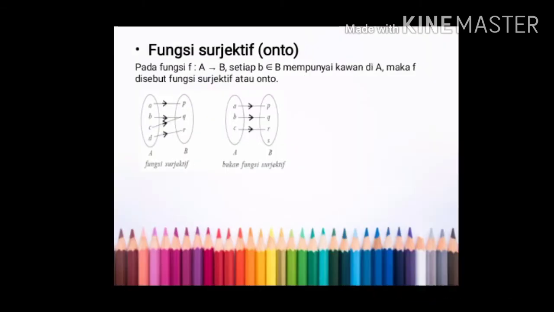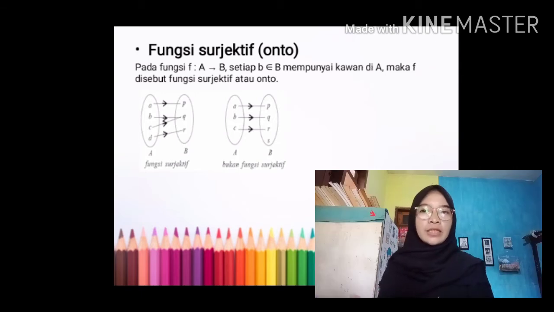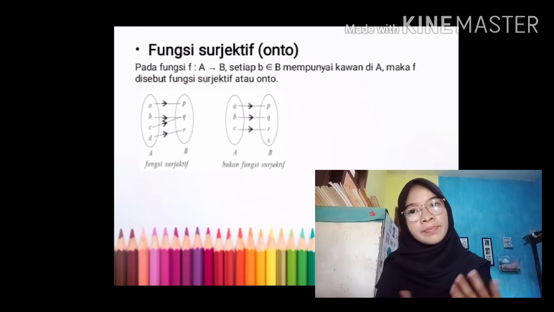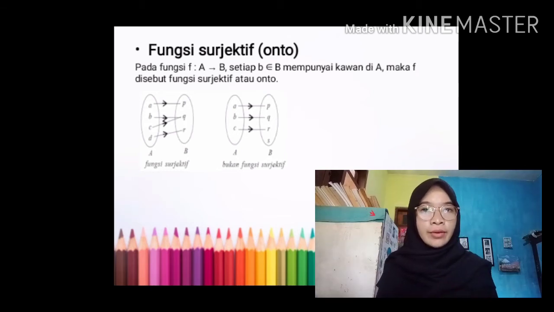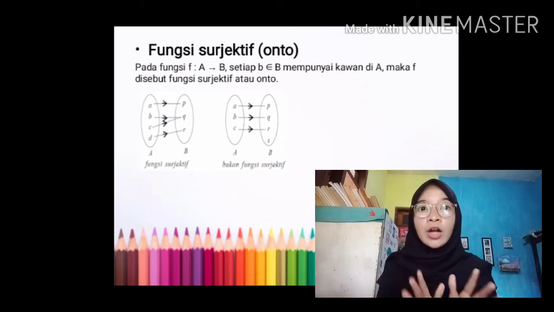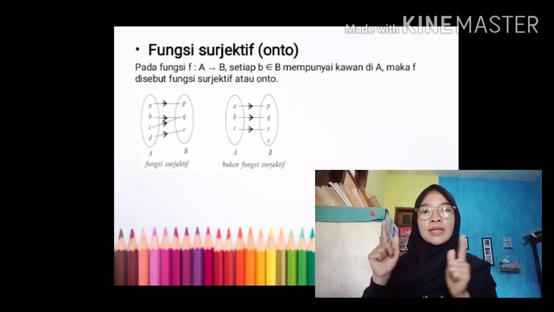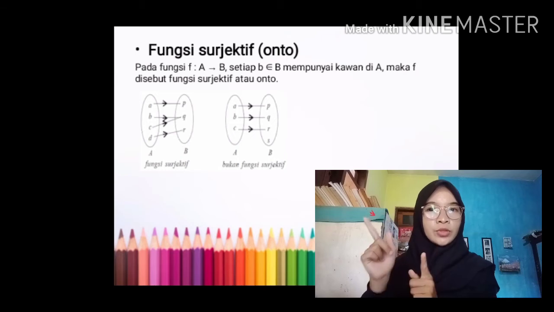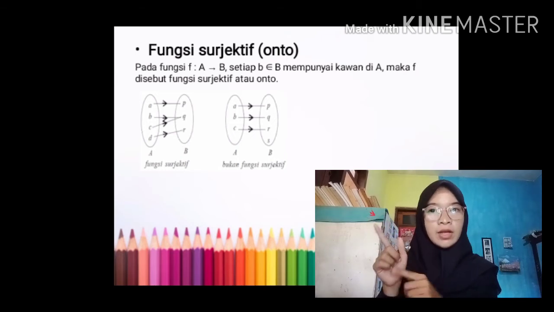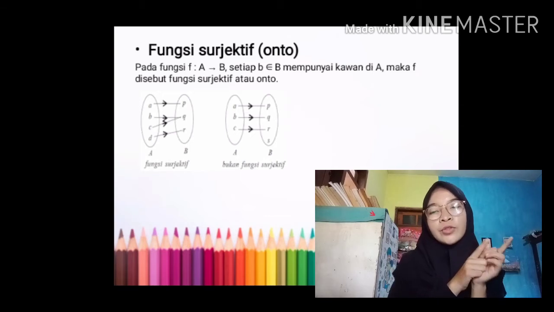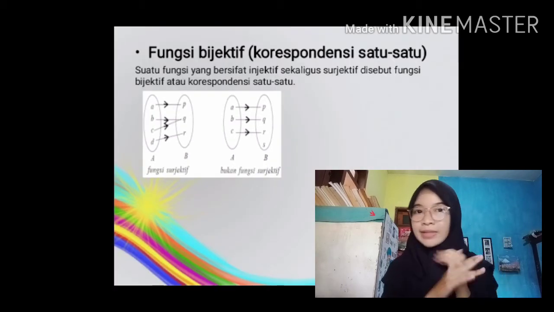Next, okay, the surjective function. For function f from A to B, if every element of B has a pair, then f is called a surjective function, or on top. Okay, for example, this is the picture: one picture is a surjective function, two picture is not a surjective function.